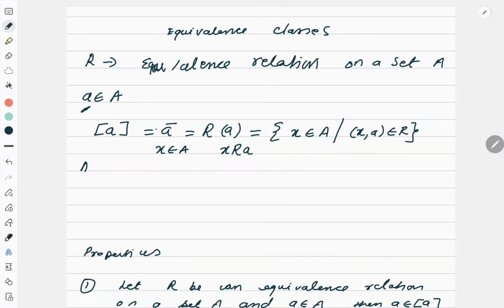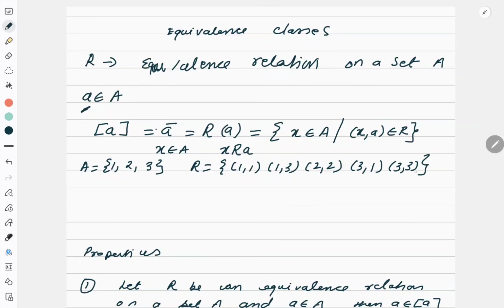Suppose I have a set A which has elements 1, 2 and 3, and the relation defined over here is (1,1), (1,3), (2,2), (3,1) and (3,3). Now I can form the equivalence class of 1, the equivalence class of 2, and the equivalence class of 3 also. Let me first find out the equivalence class of 1.